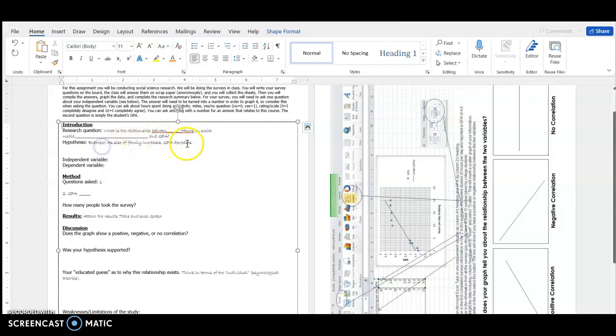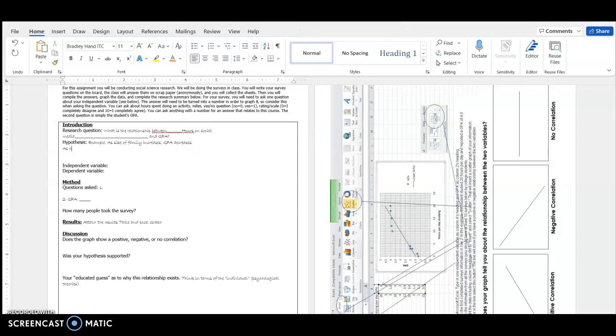So my hypothesis, what do I think is going to happen when I compare these two? So let's see. I think as hours on social media increase, I think that GPA will decrease. So I think that there's going to be a negative correlation. That's what I think, okay? So don't worry about doing the independent and the dependent variable. You're more likely to hear independent and dependent variable when you're talking about an experiment, all right?